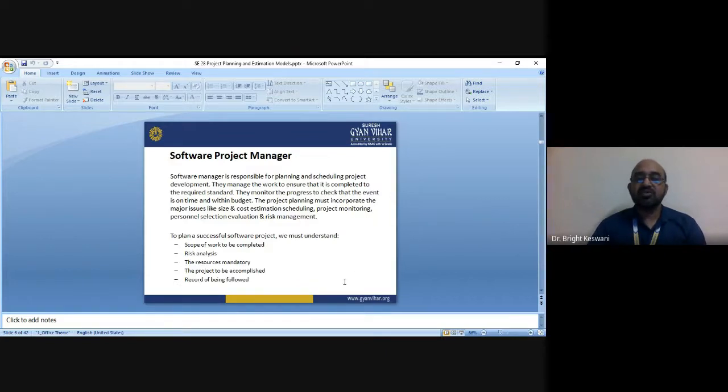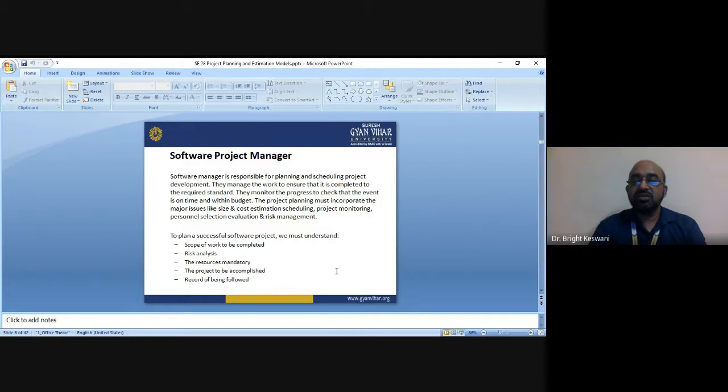Let us discuss the software project manager. Who is a software project manager? A software project manager is responsible for planning, executing, and scheduling project development. They manage the work to ensure that it is completed to the required standards. They monitor the progress to check that the project is on time and within budget. The project planning must incorporate major issues like size and cost estimation, scheduling, project monitoring, staff selection, evaluation, and risk management. So these all are the roles and responsibilities of the project manager.